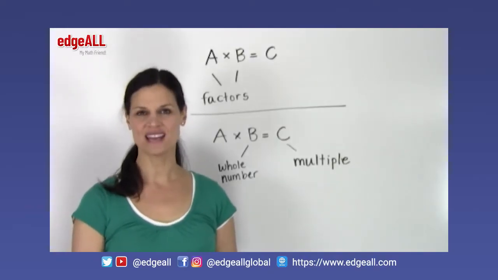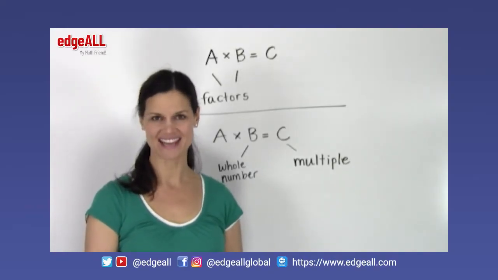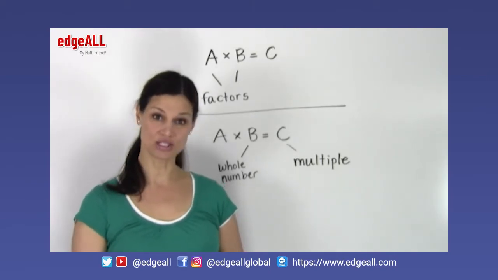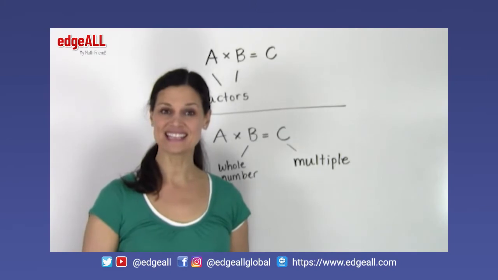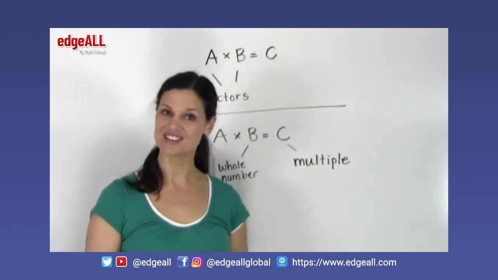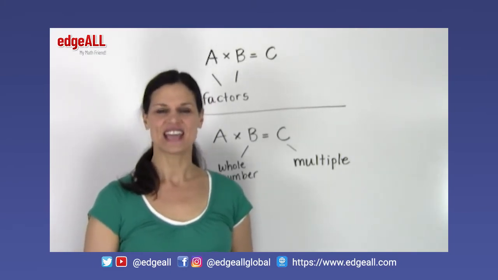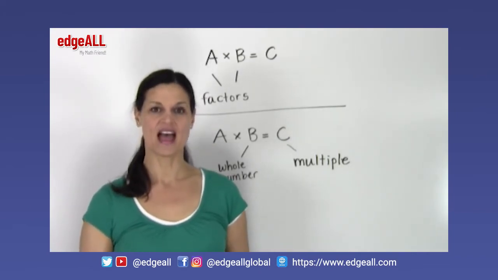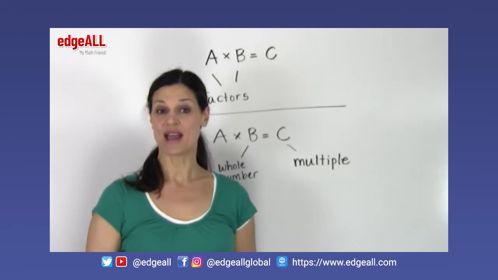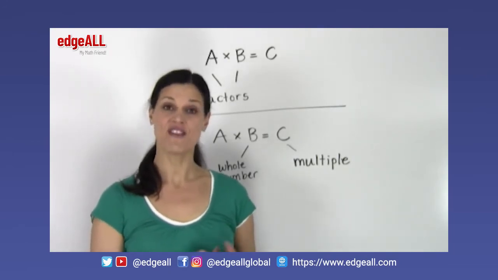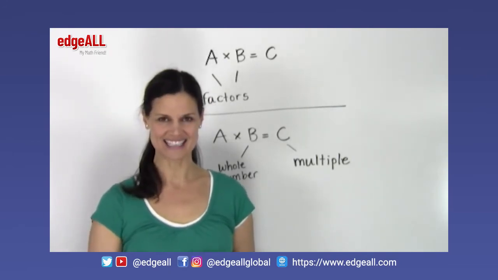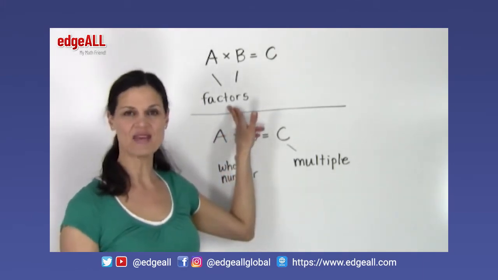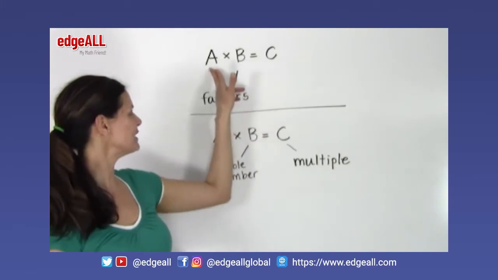Now you already know about factors and common factors. We are going to learn about multiples, which are best explained using factors. Let's look at what happens when we multiply two numbers together. A number multiplied by a whole number is a factor of the product. So we use the word factor to describe the numbers that are being multiplied together.